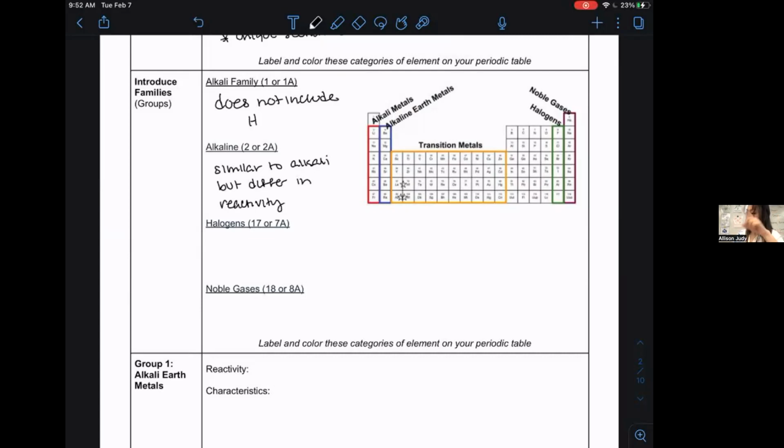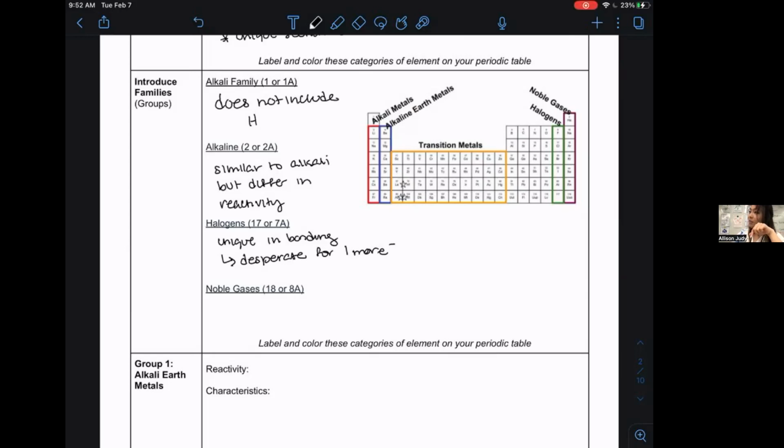Halogens, all the way on the other side of the periodic table, are very unique in bonding. When bonding, they are desperate for one more electron. Because guess what? They're super close to a noble gas. They're one electron away from a noble gas.